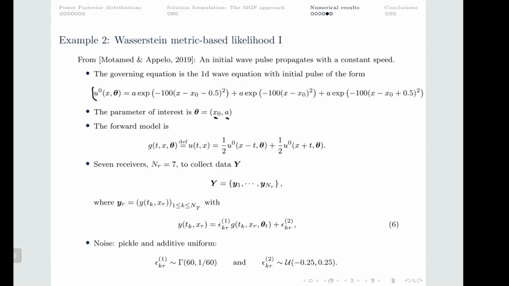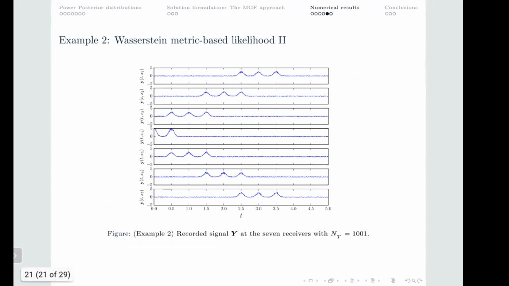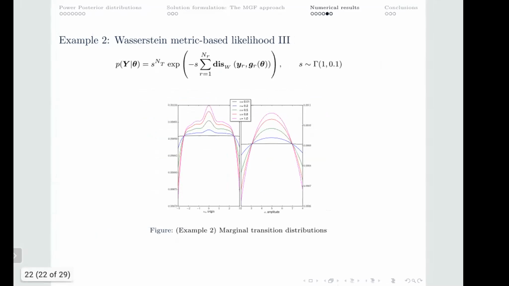Even though the problem is governed by a partial differential equation, we know the exact solution. So there is no error from the discretization, and we have 7 receivers that collect the data, and the data is parameterized as the following. So we have here a Gumbel noise, which is a multiplicative noise, plus a uniform noise here. And this is how the waveform looks like at the 7 receivers.